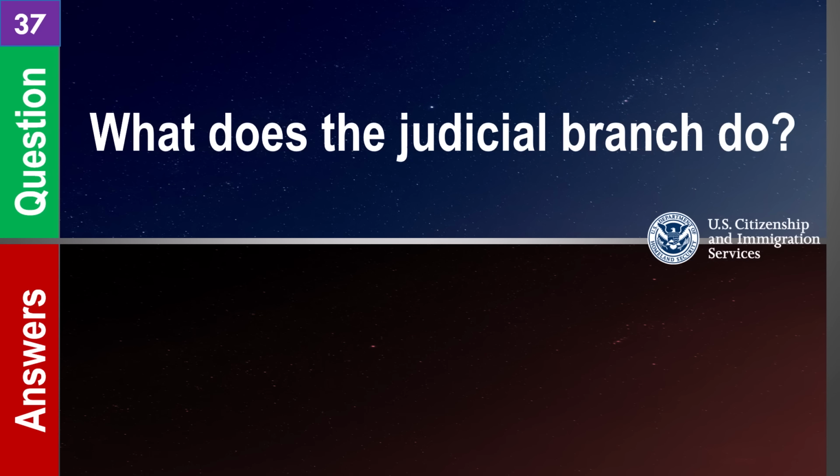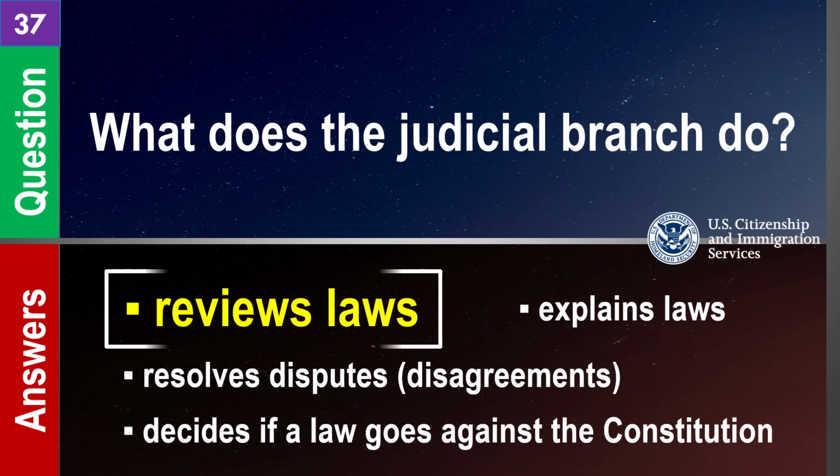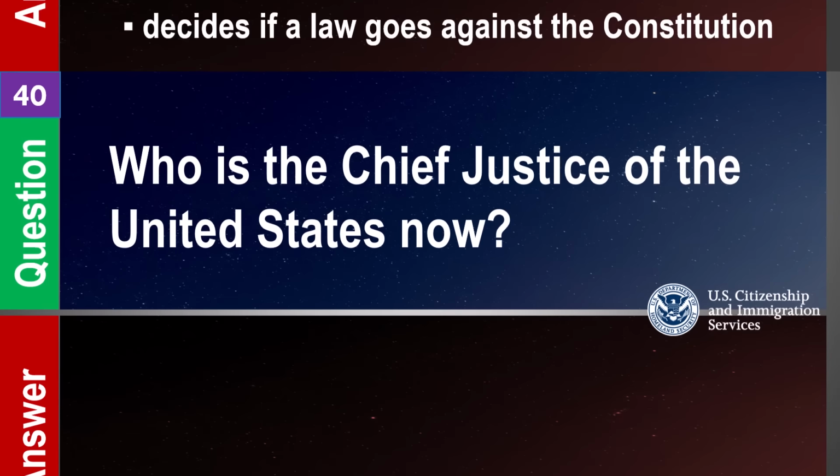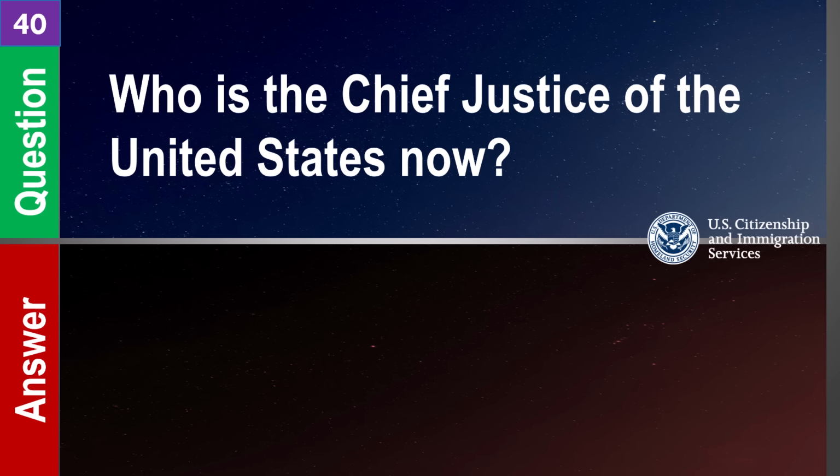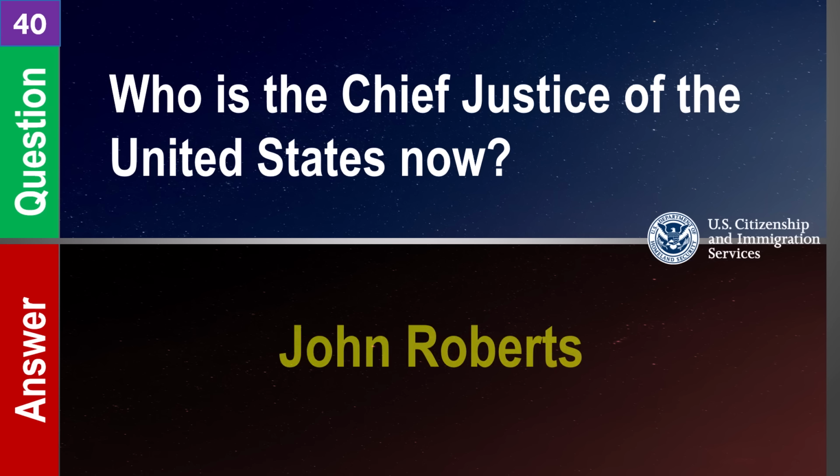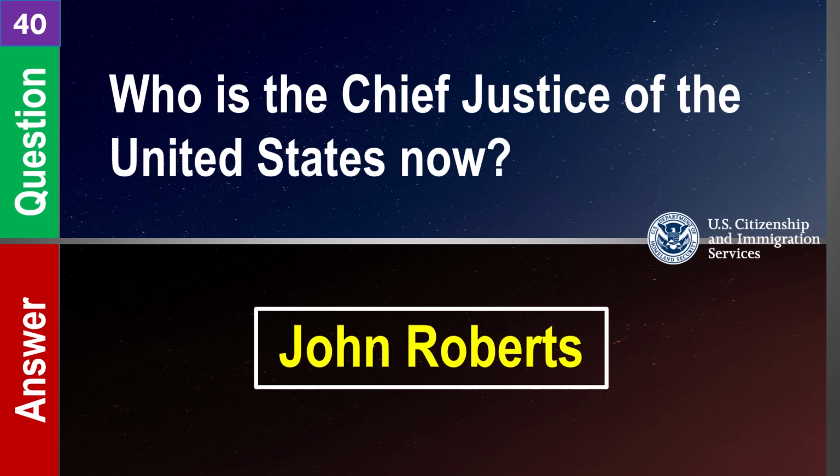What does the judicial branch do? Reviews laws. Who is the Chief Justice of the United States now? John Roberts.